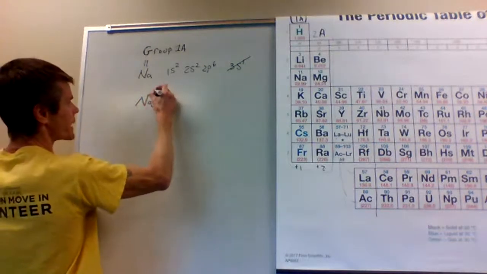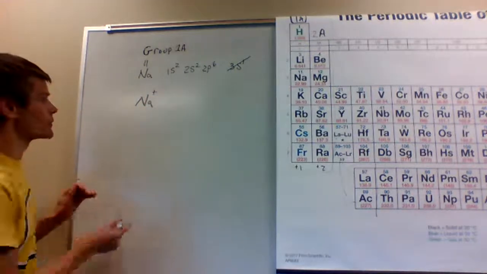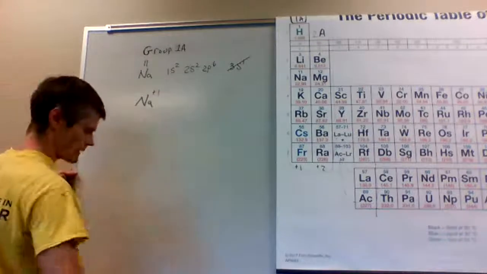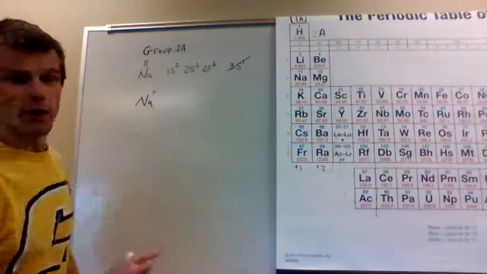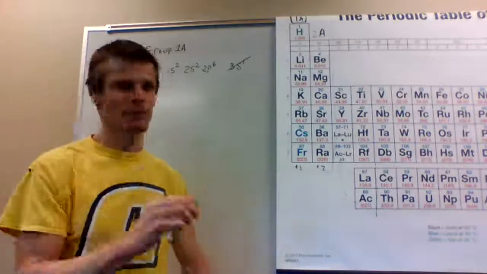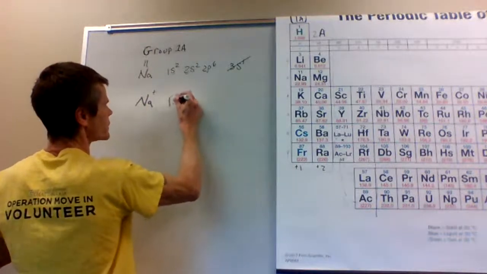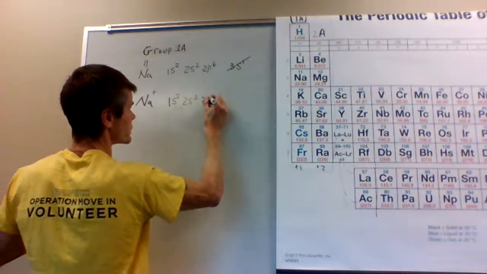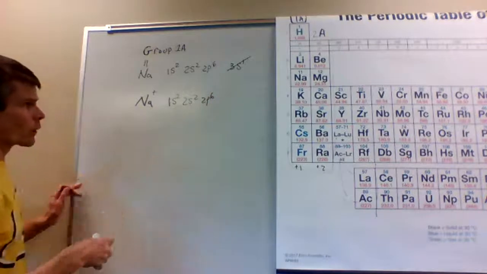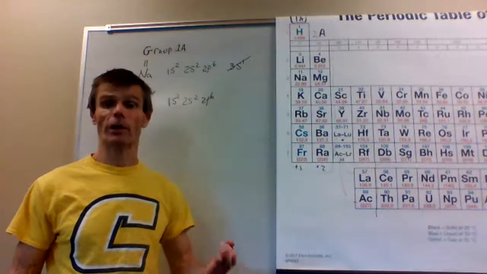Now, the sodium cation is positively charged. We normally don't write the positive 1. Normally, we just write a positive sign, and that's because we know it's 1 positive. And the sodium cation has an electron configuration that is identical to the noble gas that's closest to it in the periodic table.